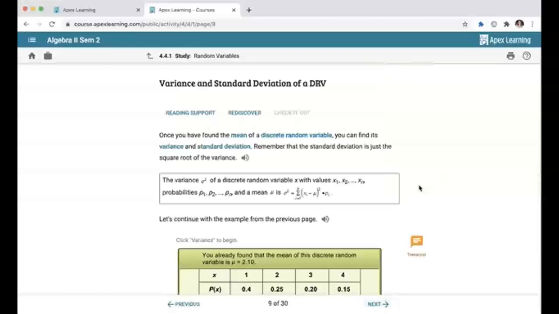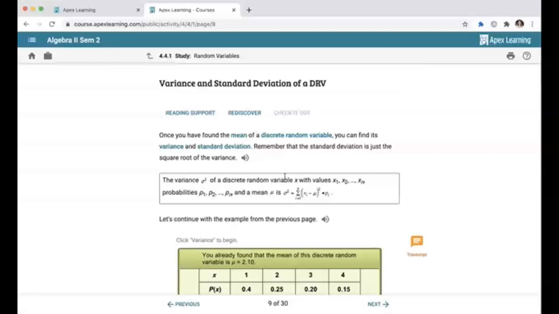Now, let's continue to look at variance and standard deviation of a discrete random variable. Now that we understand we have our mean, we can find our variance and our standard deviation. Remembering that variance is this value squared, earlier it was s squared. This one is sigma, the s earlier was for sigma. This is the actual symbol, so it's sigma squared.